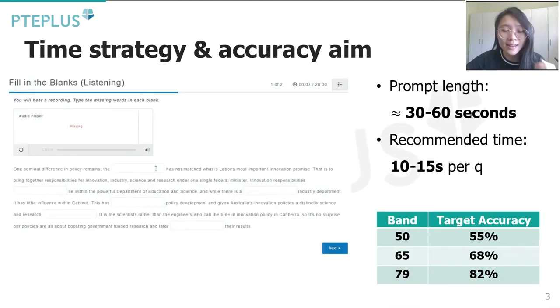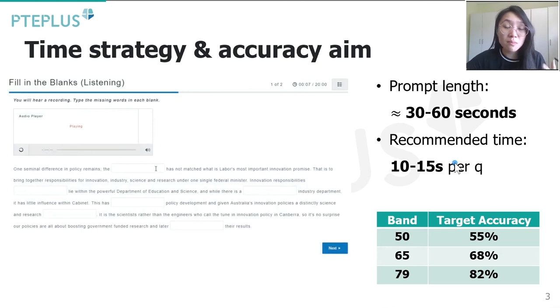Okay. Now let's have a look at the time strategy and also our accuracy aim. Alright, so the prompt length, the length of the audio, can be between 30 to 60 seconds, just depending on how long the text is. And usually you'll be seeing about 4 to 5 blanks in here, but at the same time you could get up to 7 blanks or as few as 3 blanks as well. It just depends on the question itself.